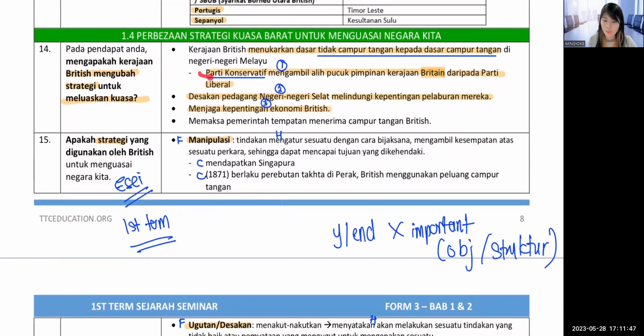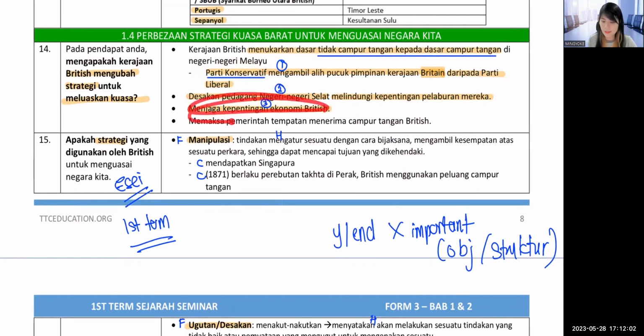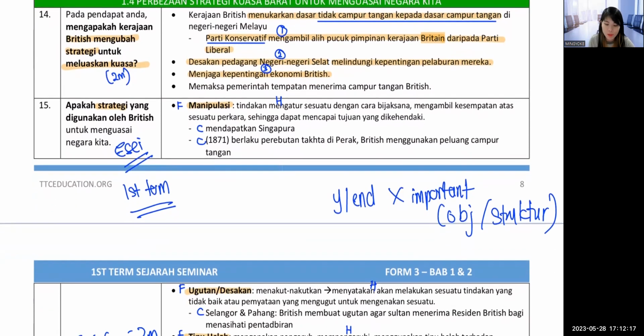Why? Because party conservative took over our government from party liberal. And because British were forced by pedagang negeri-negeri Selat to protect their investment. And last, to protect their economic benefit. You see all these? These are mainly 2 marks questions. If it's coming out lah, 2 marks question. Okay, take note lah. Okay, now, then strategy.